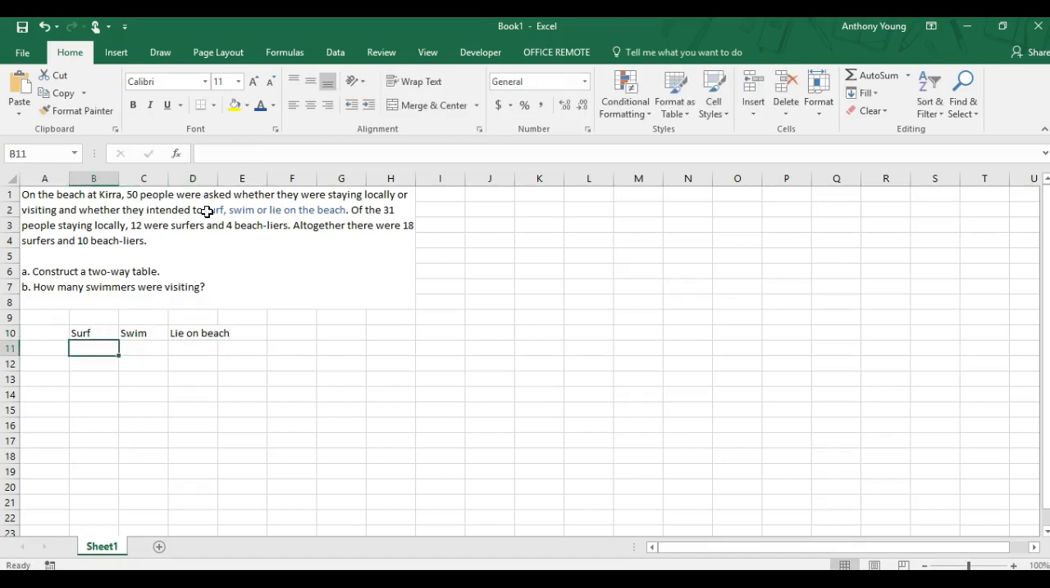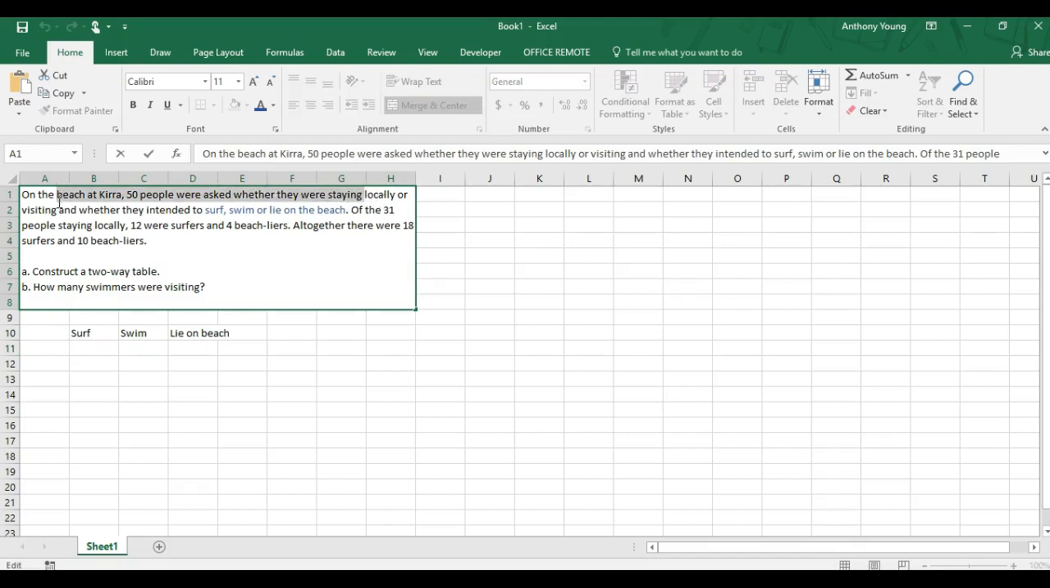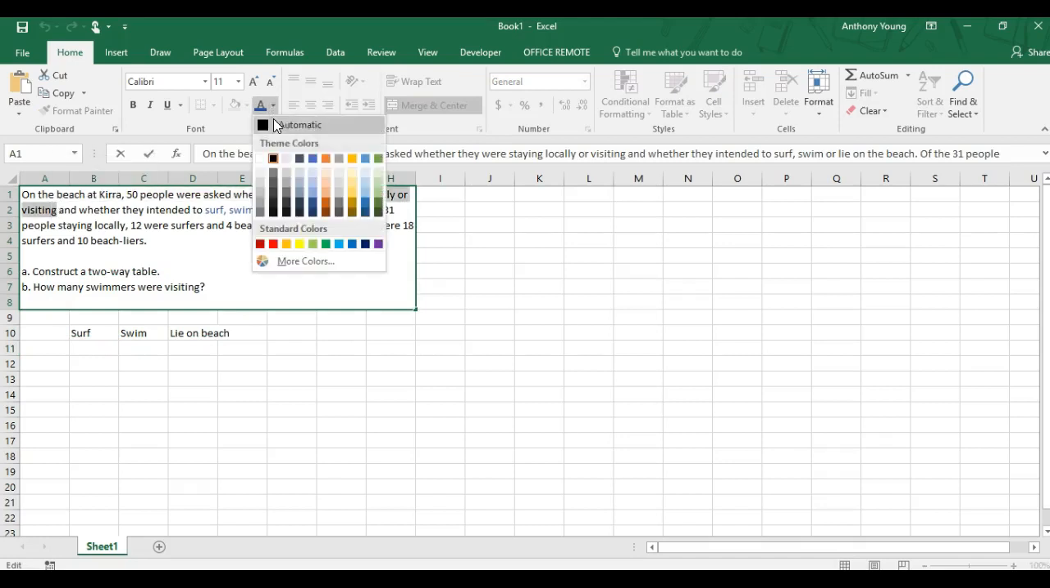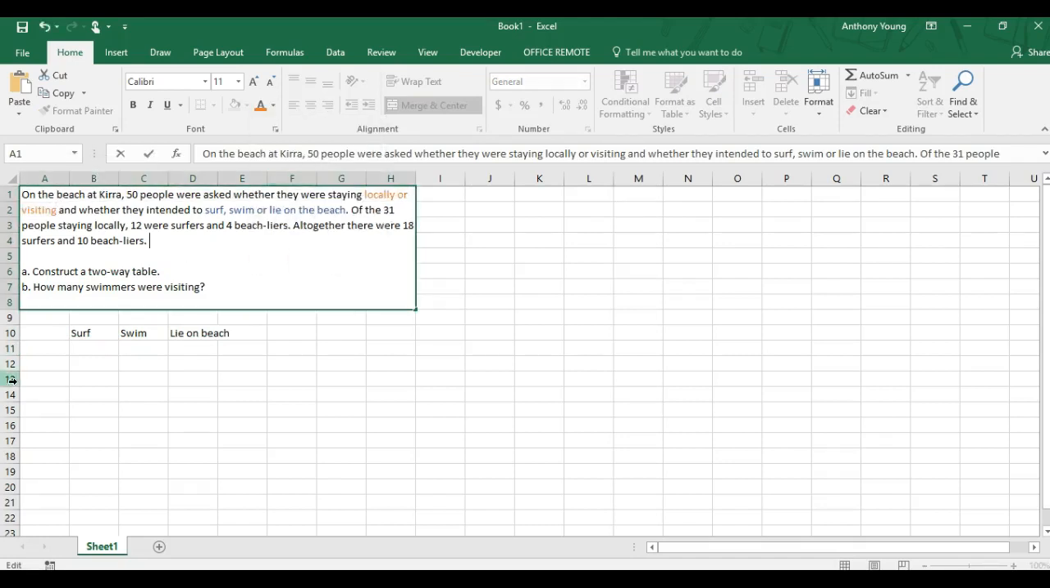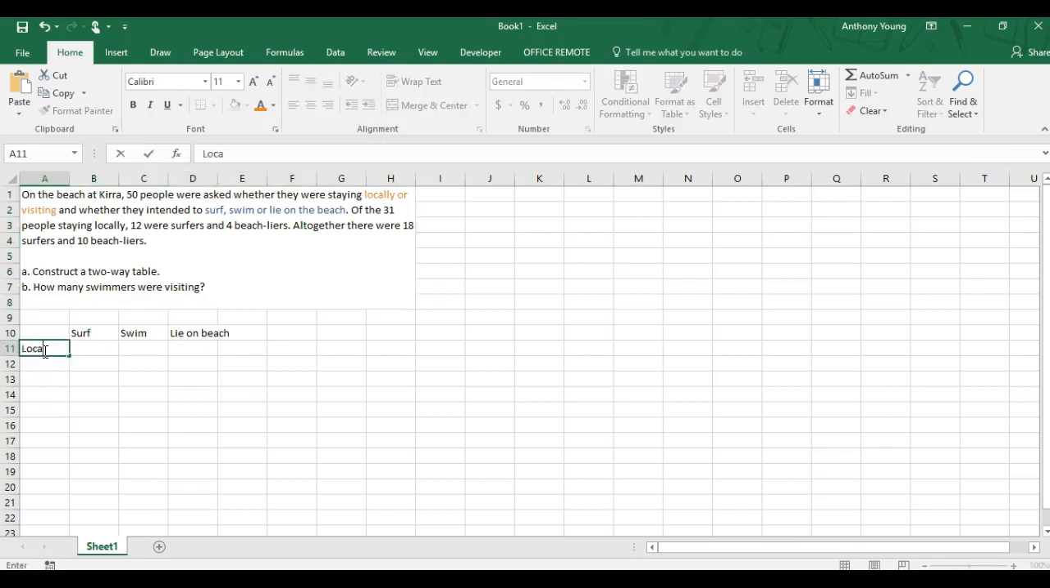And then the other variable is going to be, let's have a look, 50 people were asked whether they were staying locally or visiting. So locally or visiting is going to be the other one. So down the side here, locally, visiting. And now we know in a contingency table, you always have a total there and a total over here.